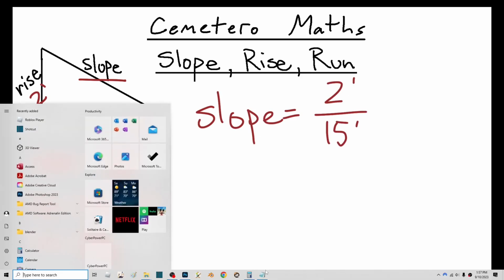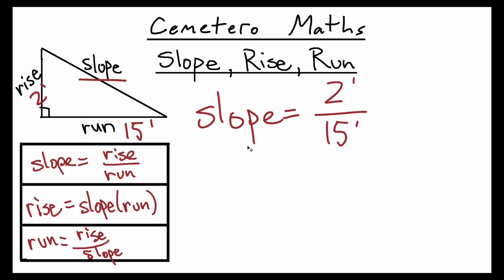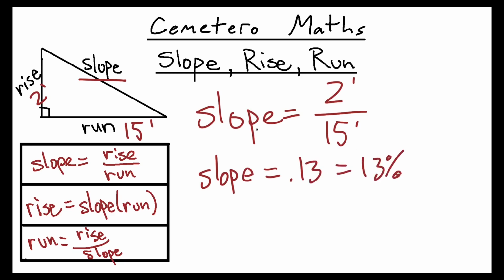Let's do this on a calculator. 2 over 15 equals 0.13. So we'll say that the slope equals 0.13, which is also equal to 13%. So with a run of 15 feet and a rise of 2 feet, we're going to have a slope of 13%. That's how we would solve for slope.